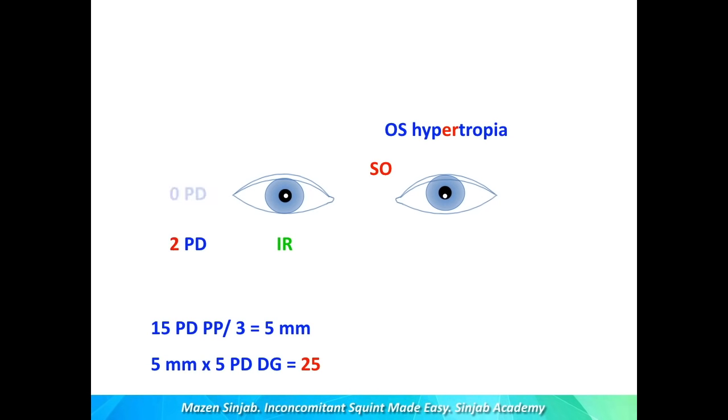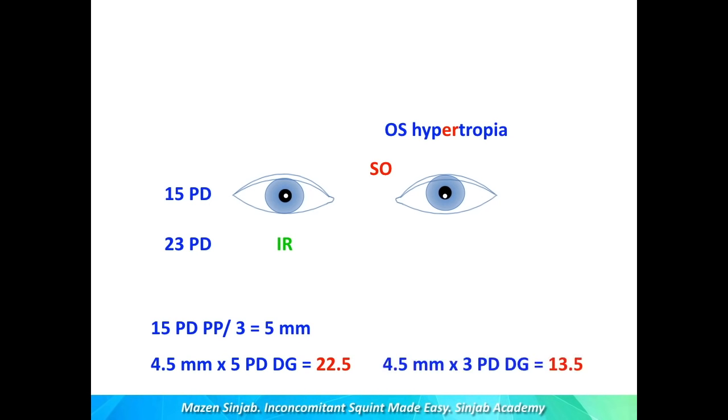Now in this case, the patient will have 0 prism diopters in the primary position of gaze, and he will be overcorrected by 2 prism diopters on down gaze. So to avoid overcorrection in down gaze, which is the most important position for working and reading and walking, I'm going to reduce the amount of correction to 4.5 millimeters instead of 5 millimeters, which will correct about 22.5 diopters, and it will correct at the same time 13.5 in the primary position of gaze.